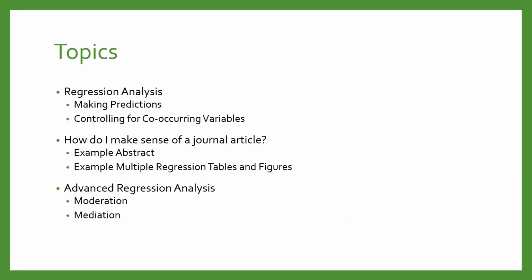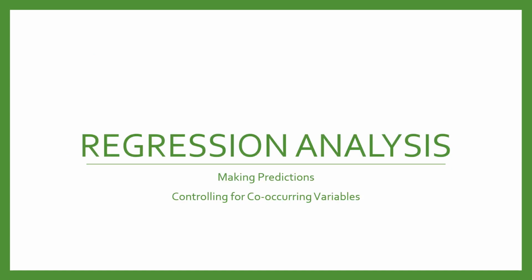So we're going to start with just one factor regression analysis with just one quasi-independent variable and then move into more complex designs. And I'm also going to show you how regression looks in an actual published journal article. Then we're going to get into some advanced regression analyses that are also in the article, looking at moderation and mediation analyses and results.